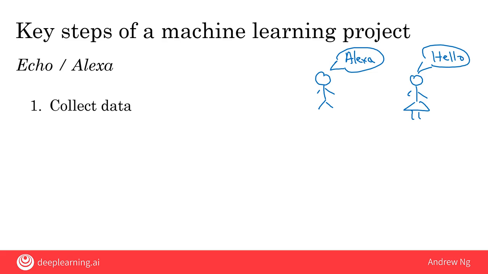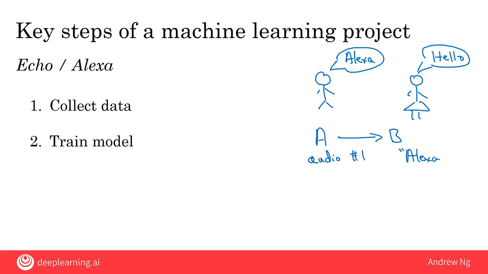Having collected a lot of audio data, a lot of audio clips of people saying either Alexa or other things, step 2 is to train the model. This means you would use a machine learning algorithm to learn an input to output, or A to B, mapping, where the input A would be an audio clip. In the case of the first audio clip above, hopefully it will tell you that the user said Alexa. And in the case of audio clip 2, shown on the right, hopefully the system will learn to recognize that the user has said hello.